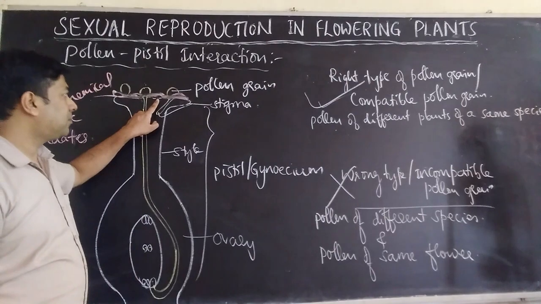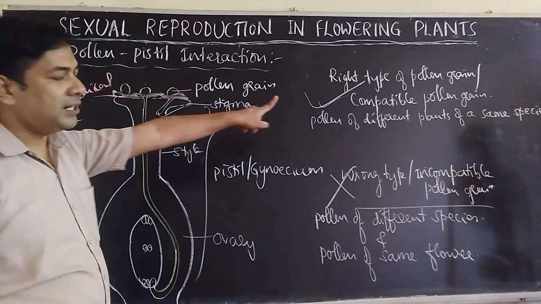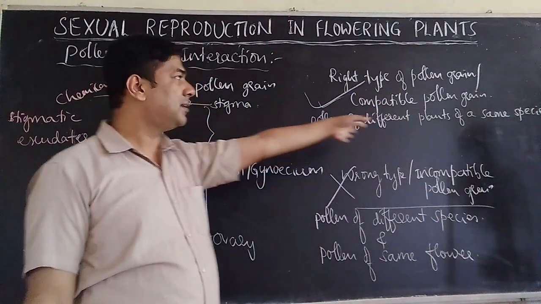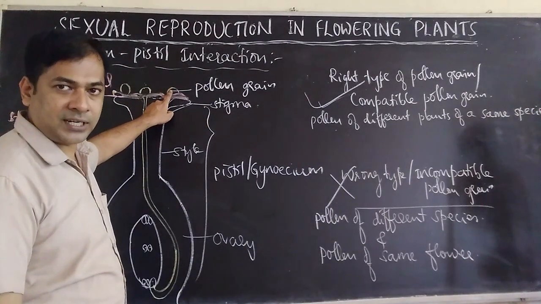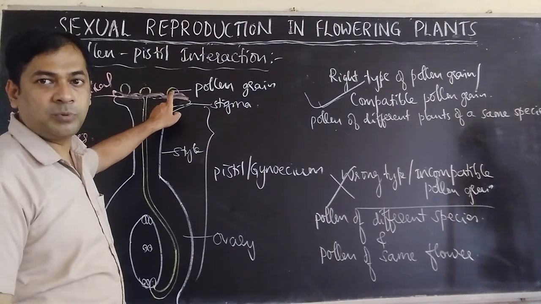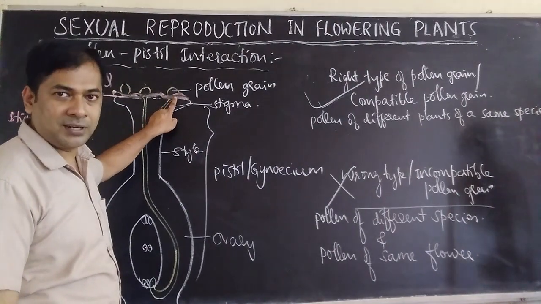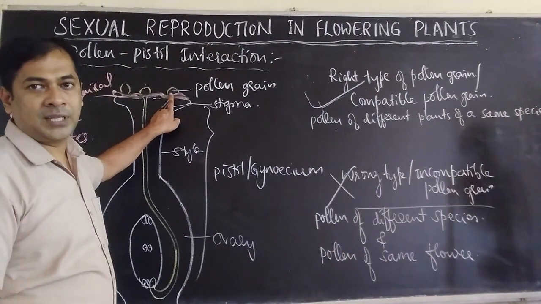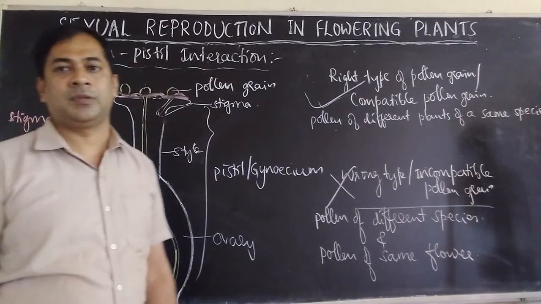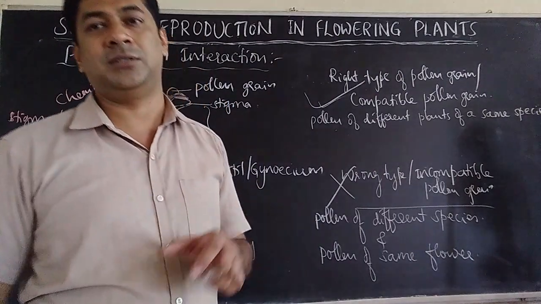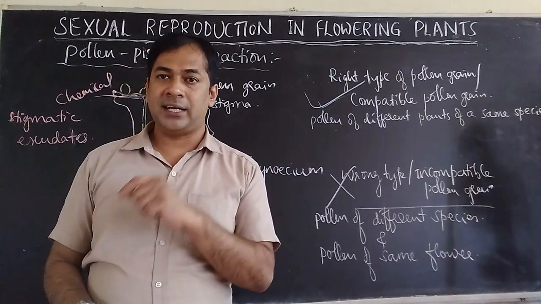Then the stigma identified that this is the right type of pollen grain, because it has come from the flowers of a different plant, so it will accept that it is the right type. Then once it accepts it, the stigma supports the pollen grain to produce a pollen tube. How does it support? By producing a chemical, what I am showing in pink color here. The stigma produces a chemical, and that chemical will help the pollen grain to produce a pollen tube. Producing a pollen tube is called pollen germination. So the stigma helps the pollen grain to germinate only when it is the right type.